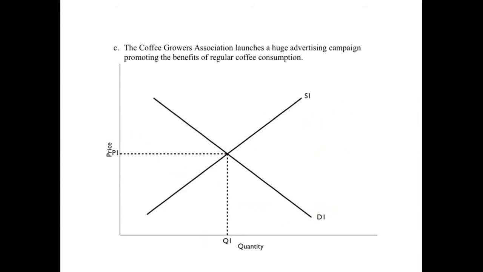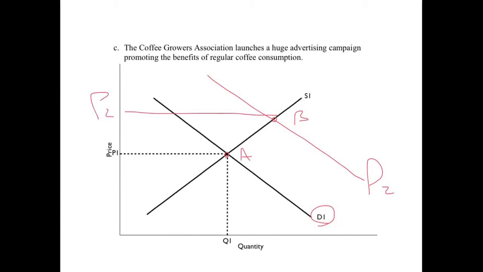In our third scenario, the Coffee Growers Association launches a huge advertising campaign promoting the benefits of regular coffee consumption. We'll see a change in taste and preferences. People will be attracted to coffee. This will increase the demand for coffee from D1 to D2. Equilibrium moves from A to B. This takes the market to a higher price and a higher quantity. So both price and quantity rise as a result of higher demand.